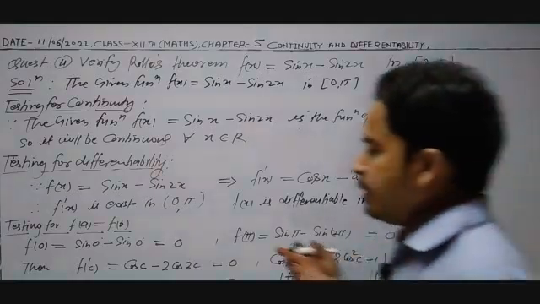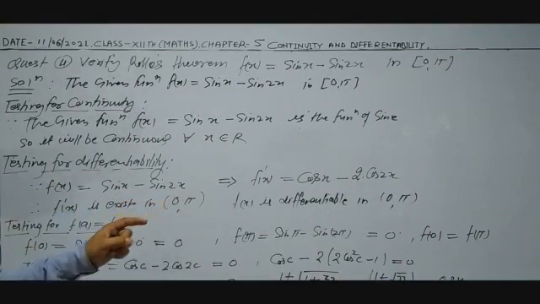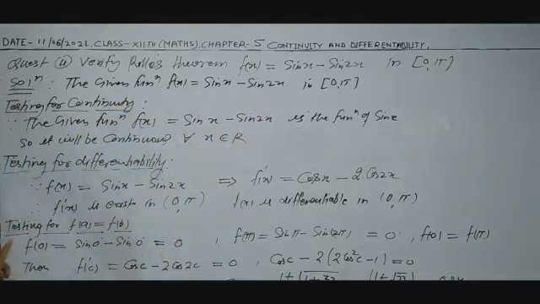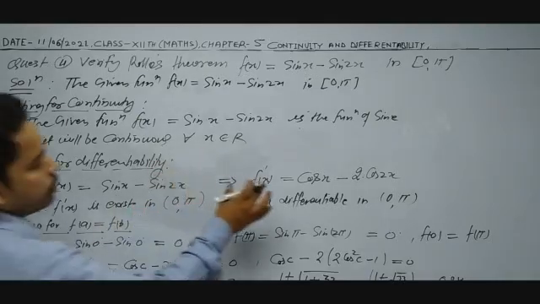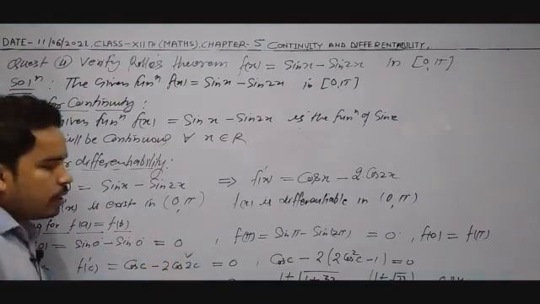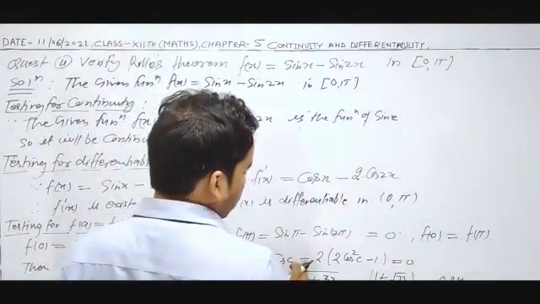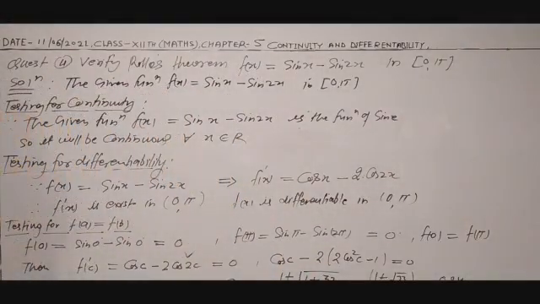Now I have already checked the 3 conditions. Then there exists at least one value c belongs to (a, b) in the open interval. Now see f dash c. When you find f dash c, it will be equal to cos c minus 2 times cos 2c is equal to 0. And you know the formula of cos 2c is 2 cos squared c minus 1. So multiply here, you get cos c minus 4 cos square c plus 2, a quadratic equation. So 4 cos square c minus cos c minus 2 is equal to 0.